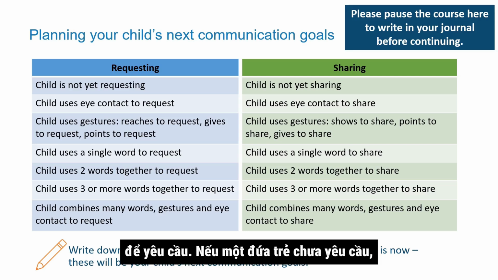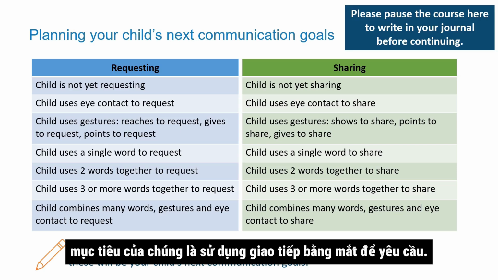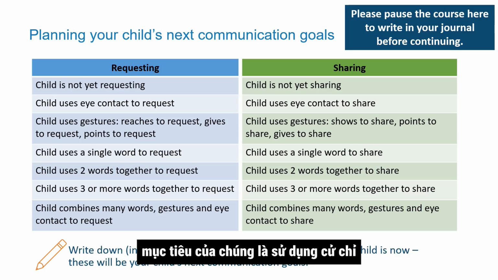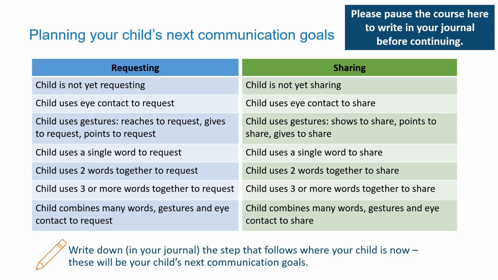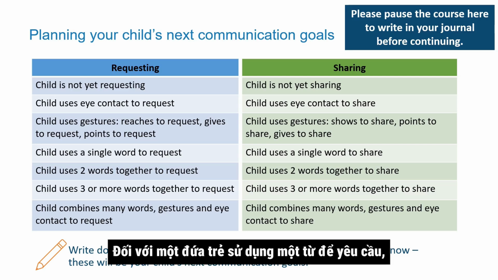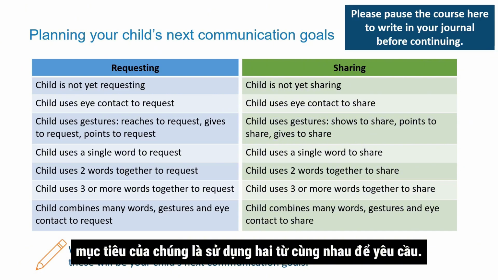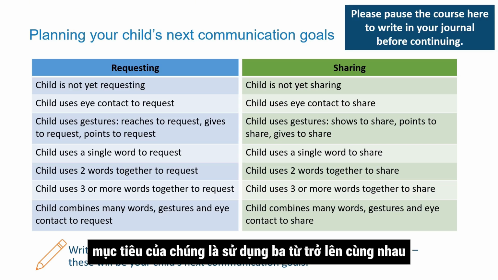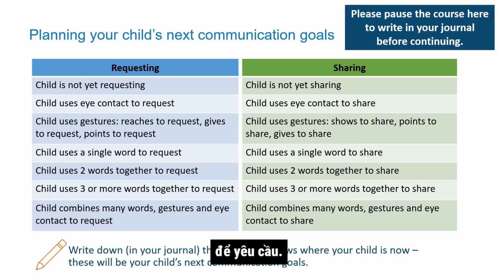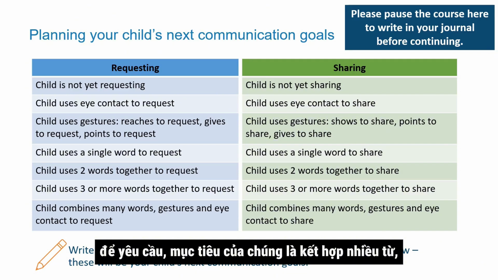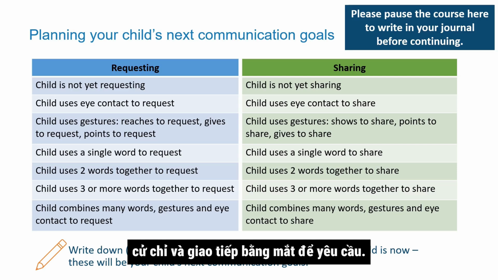Planning your child's next communication goals. For requesting, if a child is not yet requesting, their goal is to use eye contact to request. For a child who uses eye contact to request, their goal is to use gestures. For example, reach to request, give to request, or point to request. For a child who uses gestures, their goal is to use a single word to request. For a child who uses a single word to request, their goal is to use 2 words together to request. For a child who uses 2 words together to request, their goal is to use 3 or more words together to request. And for a child who uses 3 or more words together to request, their goal is to combine many words, gestures, and eye contact to request.